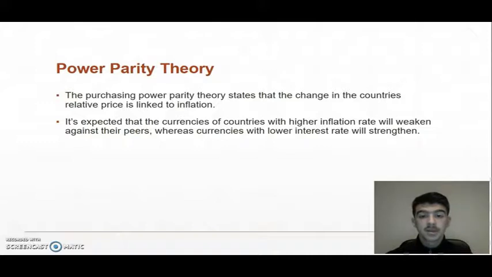The purchasing power parity theory pretty much states that the change in countries' relative price is linked to inflation. It is expected that the currencies of countries with a high inflation rate will weaken against their peers, and countries with a low inflation rate will strengthen.